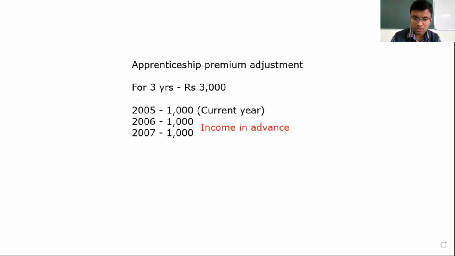So the amount is spread across 3 years, and the years to which it corresponds are 2005, 1,000, 2006, 1,000, and 2007, 1,000. Out of the 3,000 rupees of the total apprenticeship premium that you paid, 1,000 rupees is for the current year. The remaining 2,000 rupees, which is for 2006 and 2007, is nothing but income received in advance. This is how we treat this adjustment regarding the apprenticeship premium.